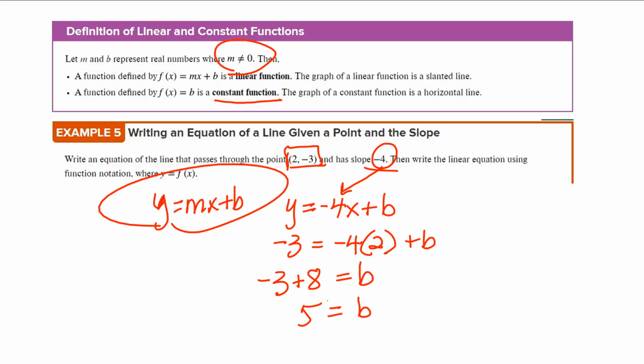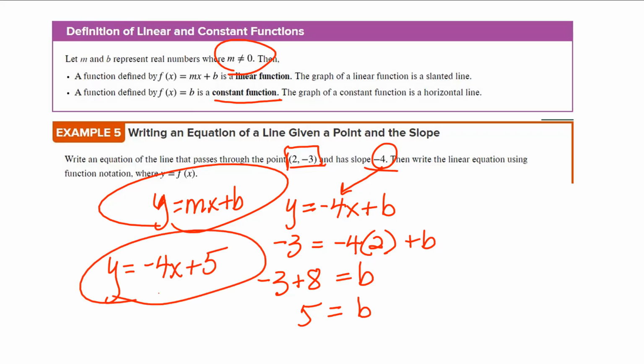And so now I have my m, I have my b, and I can write my equation. Y equals m, which was -4, x plus b, which we found out is 5. So this would be the equation of that line, and they want me to write it in function notation. And so function notation would be f of x is equal to -4x plus 5.